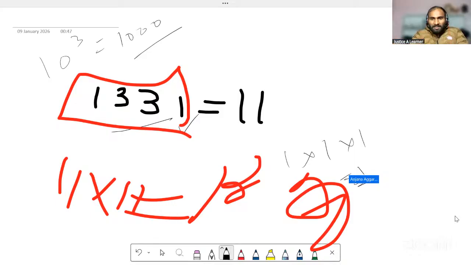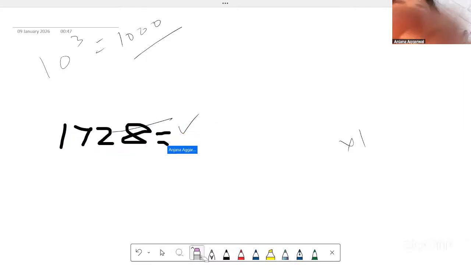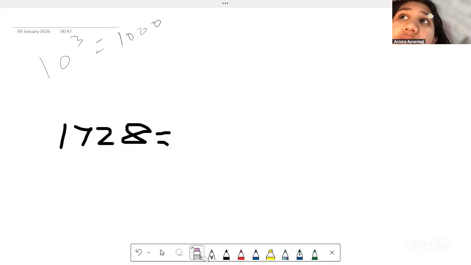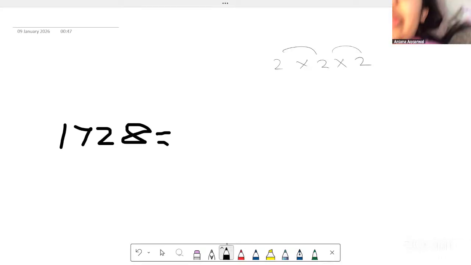Okay. One more question. Write it down. What about 1728? I forgot the method of cube. What my mum told. So this is one more time. Like in the case of square, you multiply twice, but in the case of cube, you multiply thrice. So 2 into 2, 2 to the 4, and okay, 2, I got it. 8.